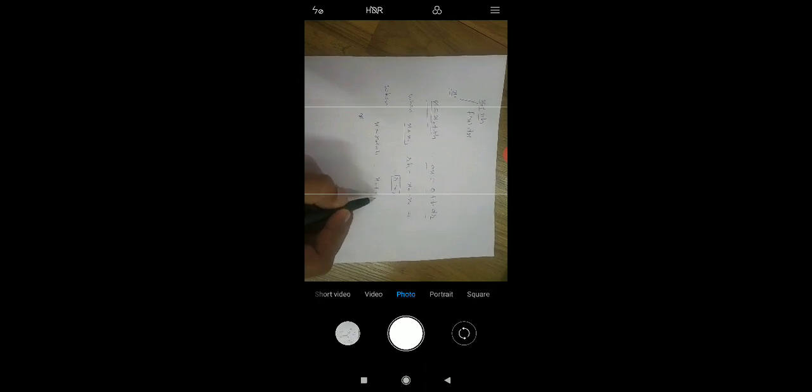x naught plus nh is equal to x naught plus rh. Therefore, x naught plus nh minus x naught is equal to rh. x naught will get cancelled. nh will be equal to rh. h will get cancelled. So r will be equal to n. So the new limits will be r is equal to 0 to r is equal to n.